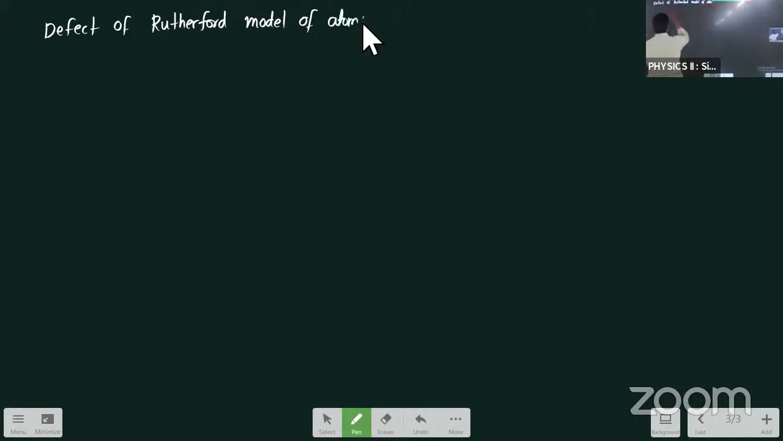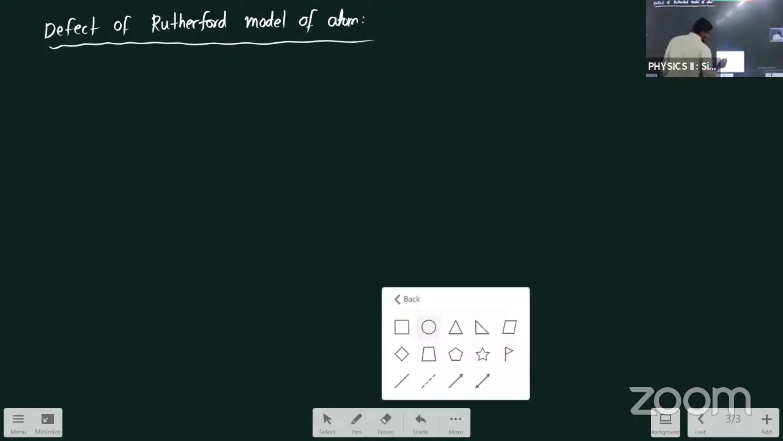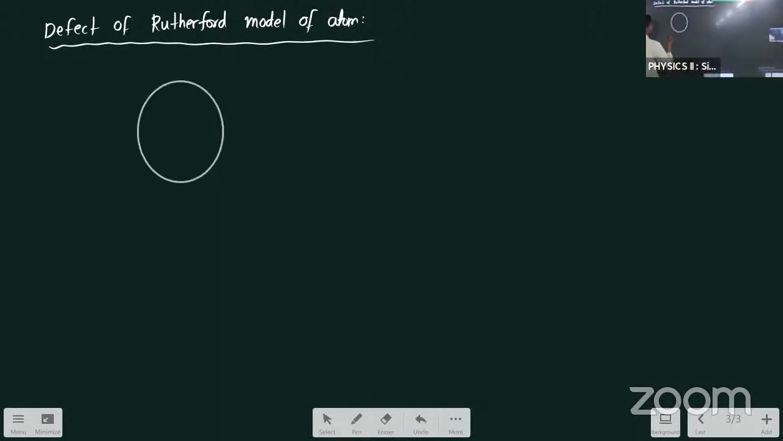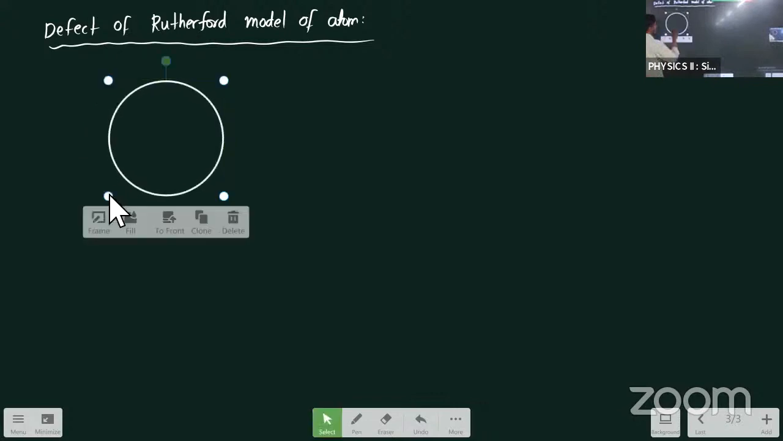Defects of Rutherford model of atom. Now see here, carefully. There are two things you are supposed to understand here. If you are done with the two things, we can go with Bohr's model of atom.